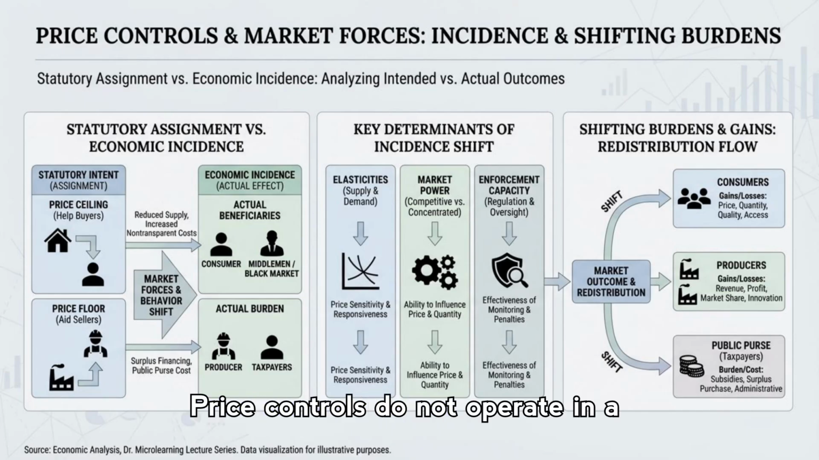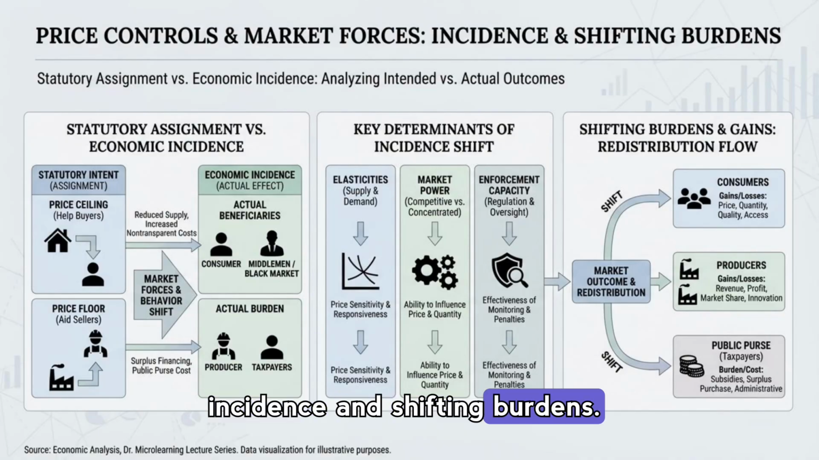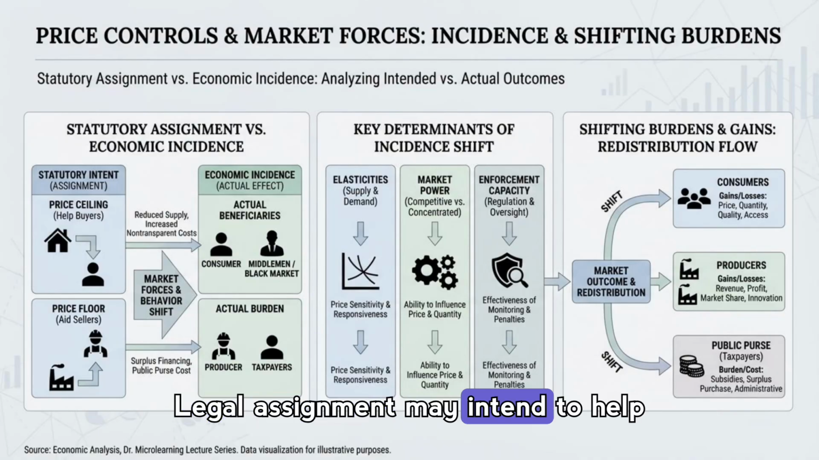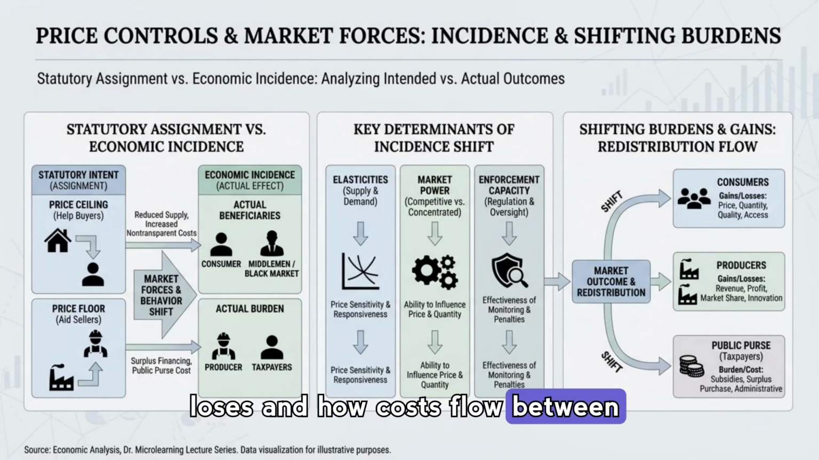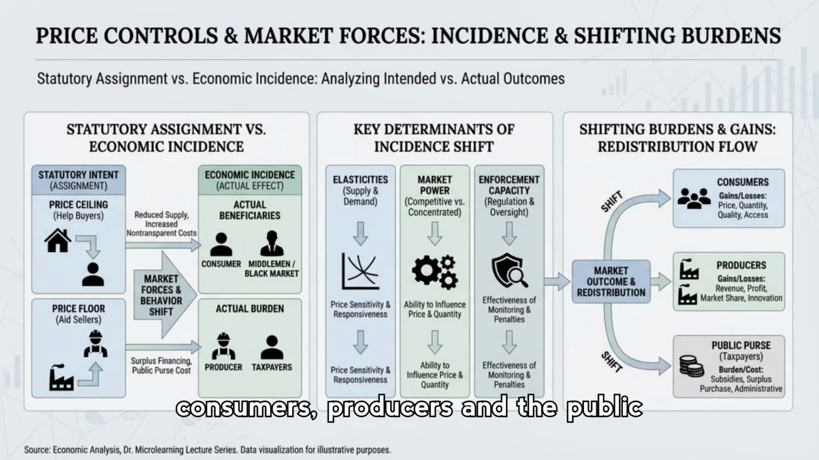Price controls do not operate in a vacuum, and this diagram explains incidence and shifting burdens. Legal assignment may intend to help buyers or sellers, but actual economic incidence depends on elasticities, market power, and enforcement. Those factors determine who ultimately gains or loses and how costs flow between consumers, producers, and the public purse.